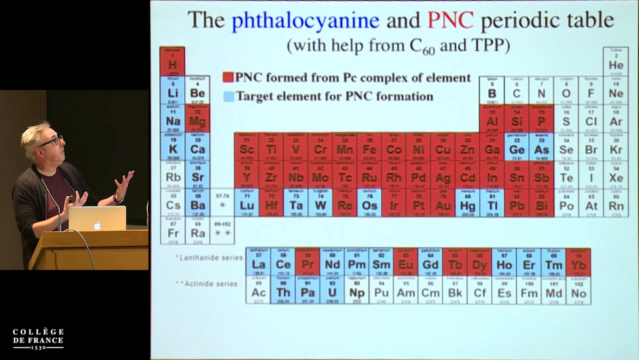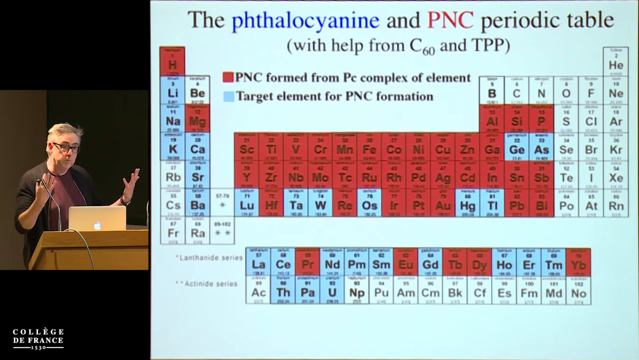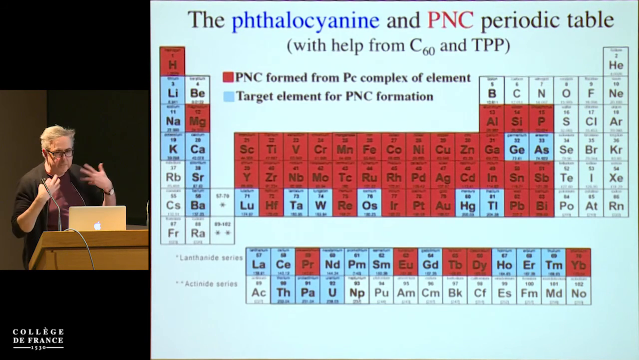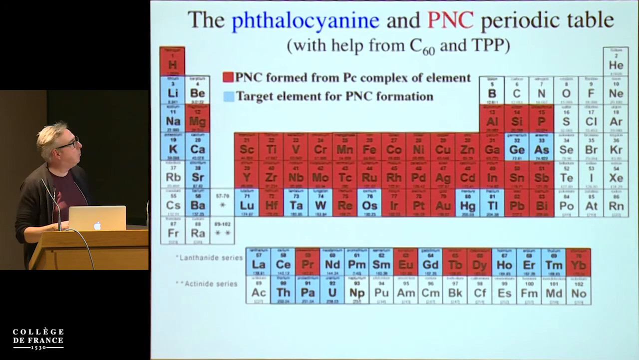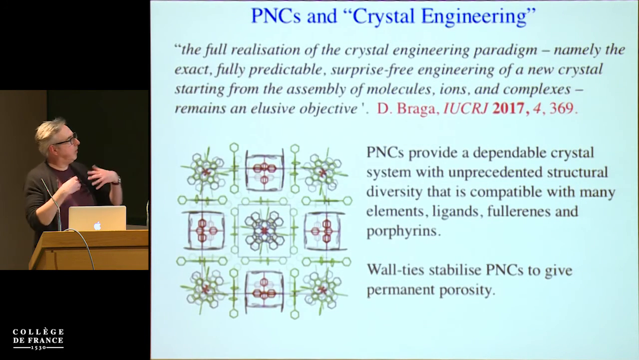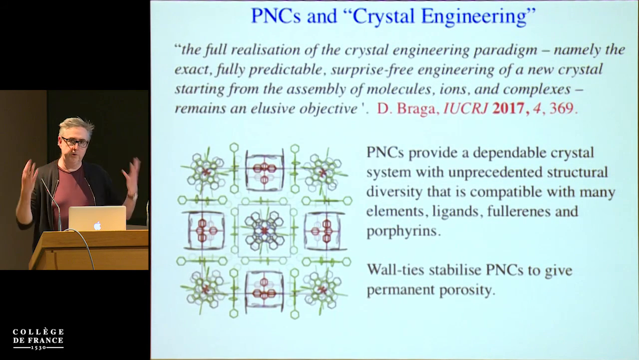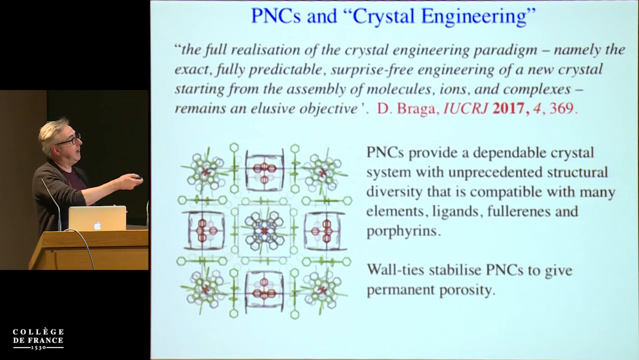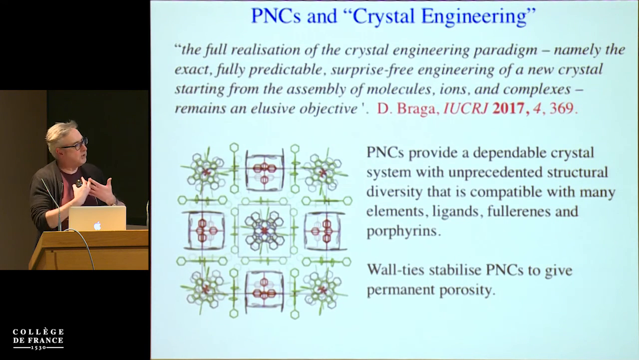So by using fullerenes and the porphyrins, we've been able to now fill up quite a few of the gaps in the periodic table. So we've got any sort of metal that you really want in the system. And really what we've got here is a very dependable crystal system where we can change all the metals, we can put in ligands, fullerenes and porphyrins, and actually we can stabilize the structure by using these things as well.